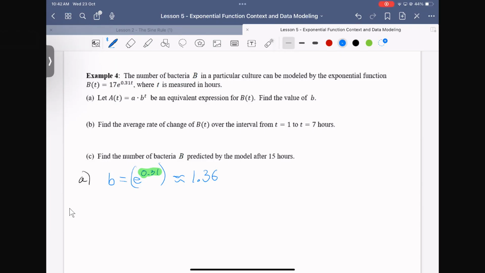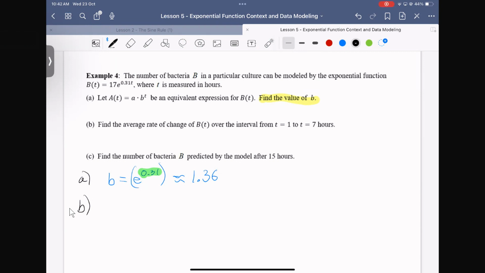Well, I'm just answering the question at the moment. So the question is, find the value of b. And that's what I did. I haven't read the next question yet. So find the average rate of change of b of t over the interval from 1 to 7.